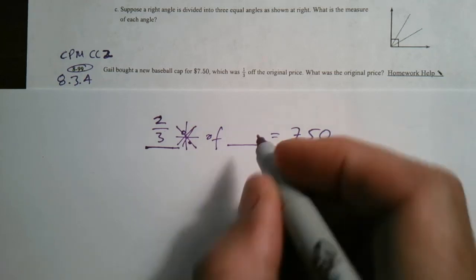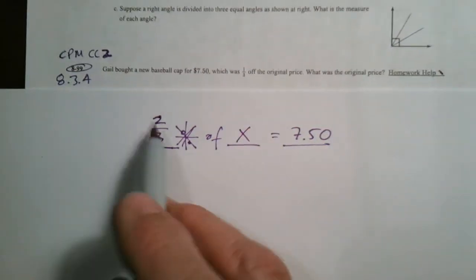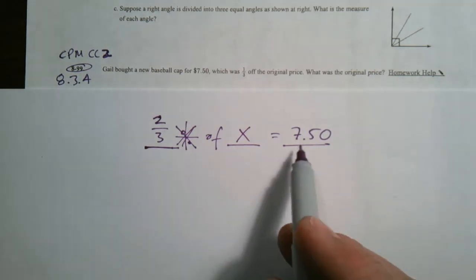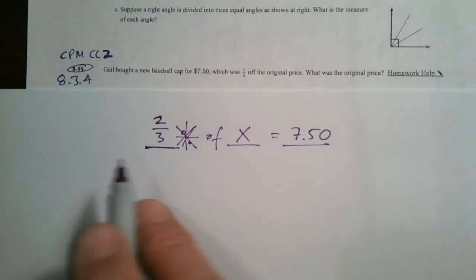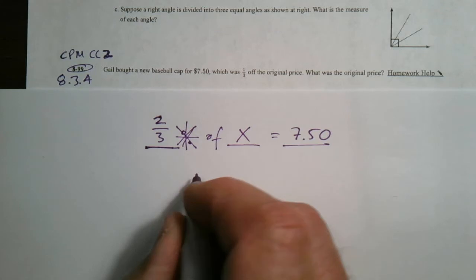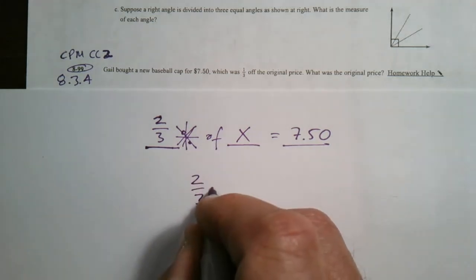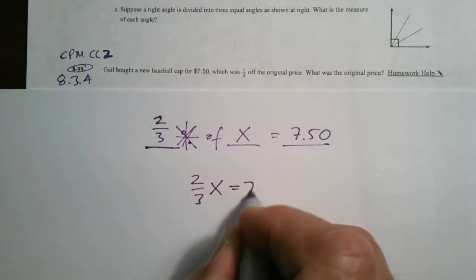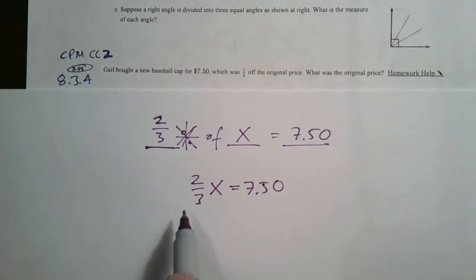So there's my math. I don't know what this is. That's what I'm trying to figure out. So that's 2/3 of some x equals 750. That is the equation that I'm going to set up: 2/3 times x is equal to 750. Now I just have to figure out what x is.